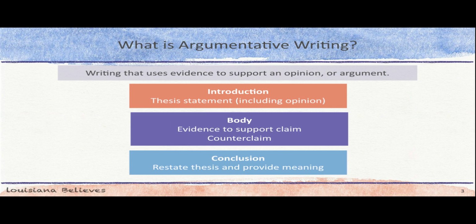Argumentative writing begins like explanatory writing, with an introduction paragraph that contains a thesis statement. Within that thesis statement, the author must be sure to clearly state their claim or opinion. This will be the argument that the writer will support throughout the essay. The body paragraphs use evidence to support the author's claim and opinion. However, one paragraph towards the end of the body introduces the counterclaim. We'll talk more about this in a few slides.